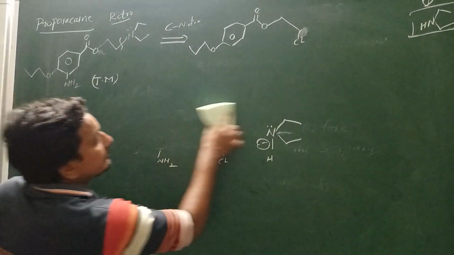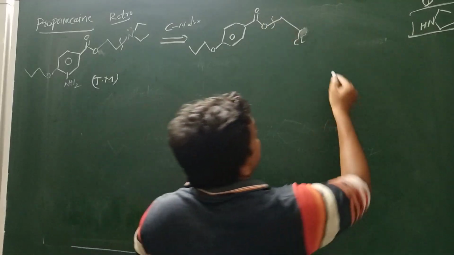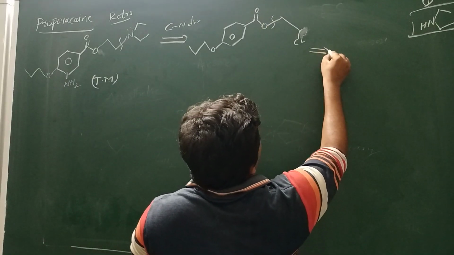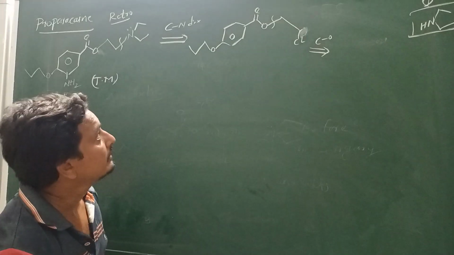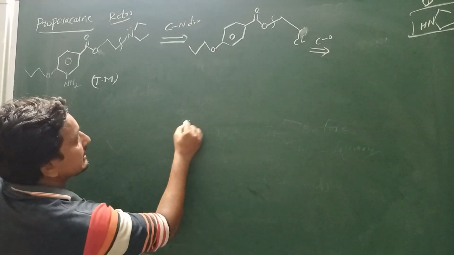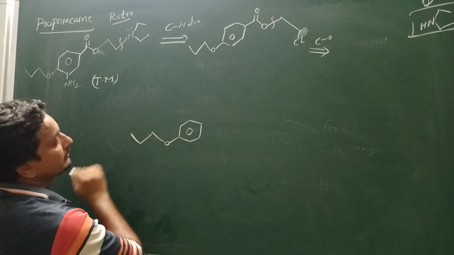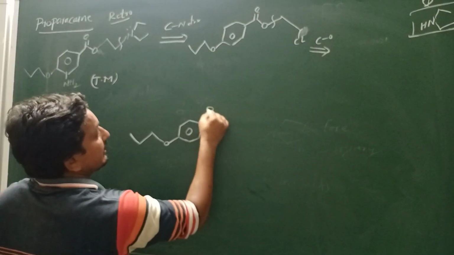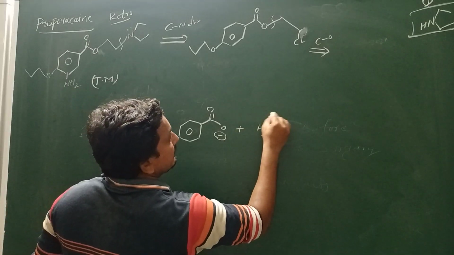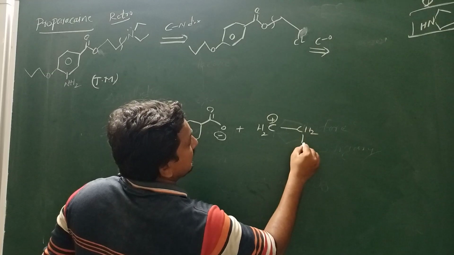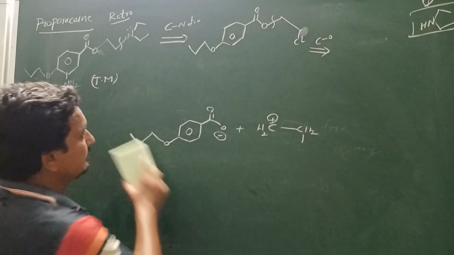Now I will discuss this molecule like this. C-O disconnection takes place, the C-O disconnection. And the synthons are: molecule O like this, C double bond O minus, plus CH2 plus, CH2 Cl. Wait, sorry.